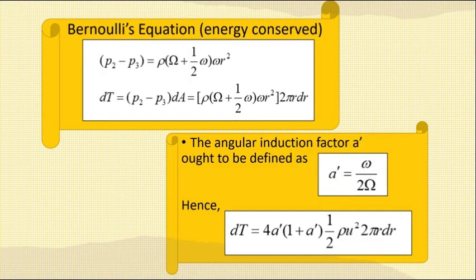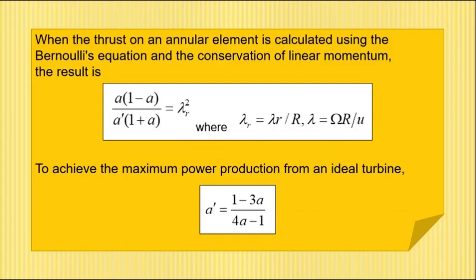Next is the Bernoulli equation, energy conserved, and the angular induction factor A prime is defined as the following formula. When the thrust on an annular element is calculated using the Bernoulli equation and the conservation of linear momentum, the result is shown as the formula below. To achieve the maximum power production from an ideal turbine, this shows A prime equals (1 minus 3A) over (4A minus 1).